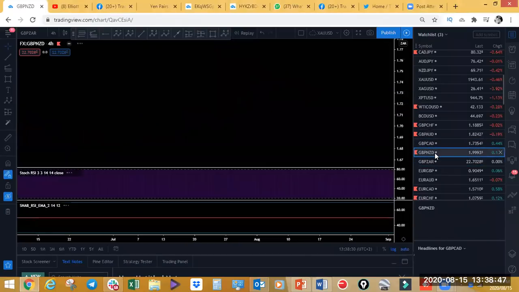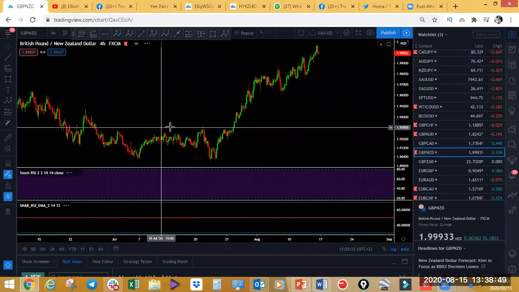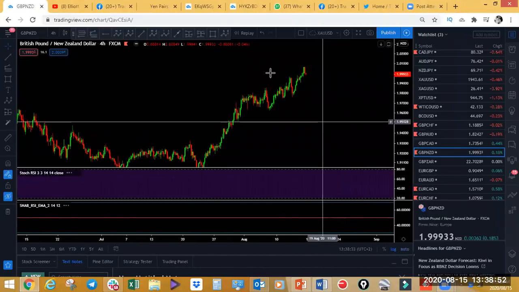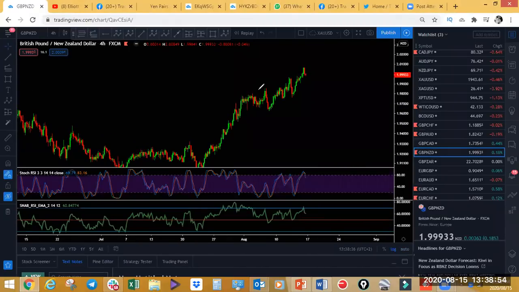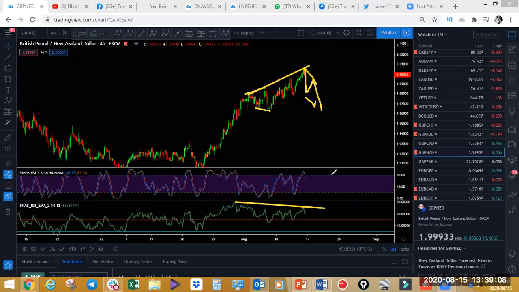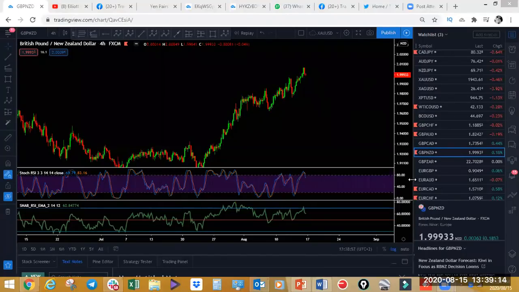Pound New Zealand. Now pound New Zealand, we're seeing a strong divergence on the RSI. If we look at the RSI here, we're seeing very strong divergence. This one makes a new high. This one is making a new low. We should see a pullback at some point here. So again, supporting the weakness of the pound pairs in the coming weeks. So let's look out for a pullback move here on pound New Zealand.